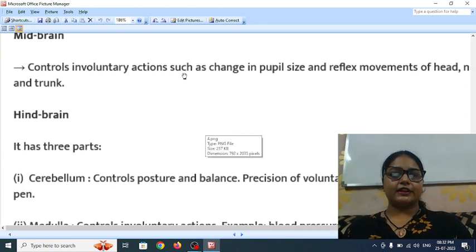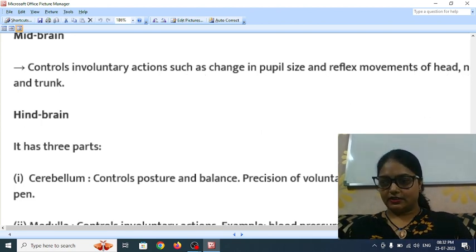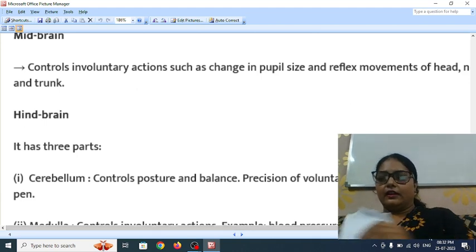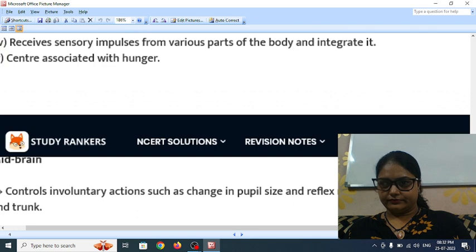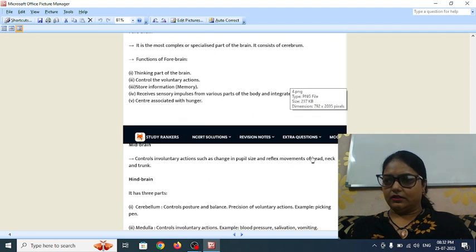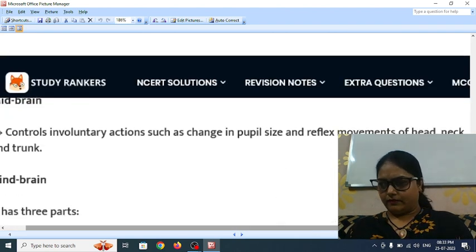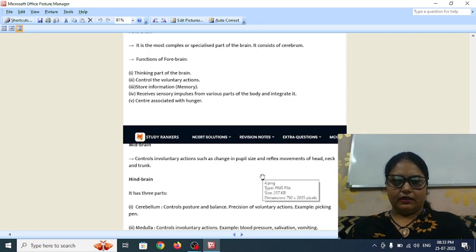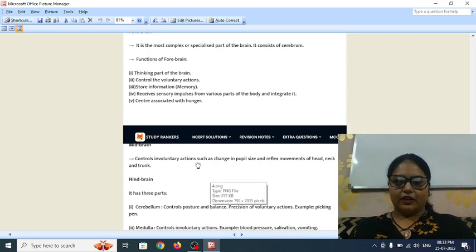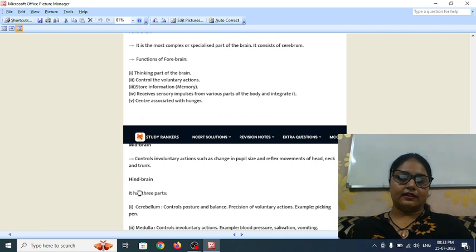It controls involuntary actions such as change in the pupil of the eyes and reflex movement of the head. Now the midbrain controls actions such as the change in pupil size, you know that the pupil is a part of the eyes, and reflex movement of the head, neck and trunk.